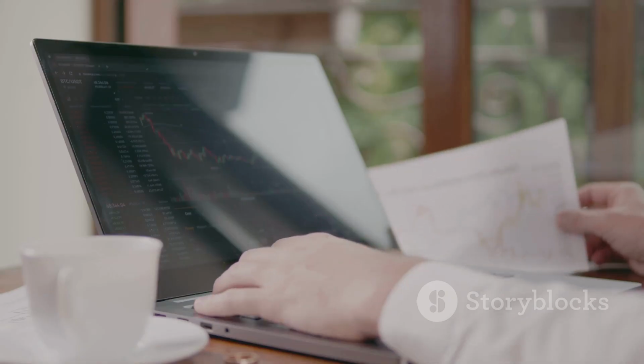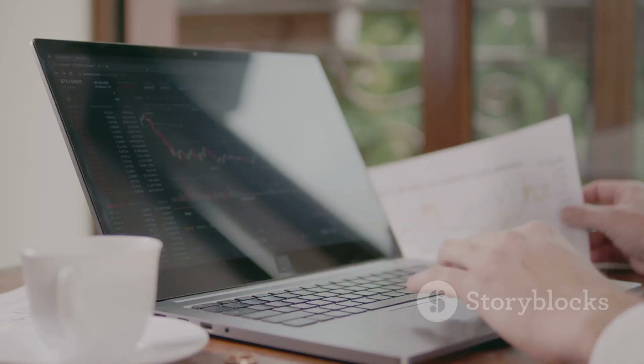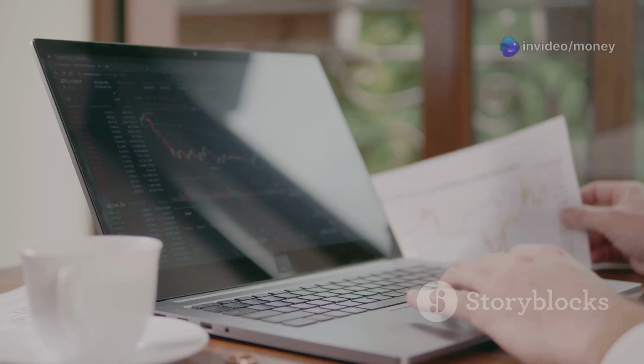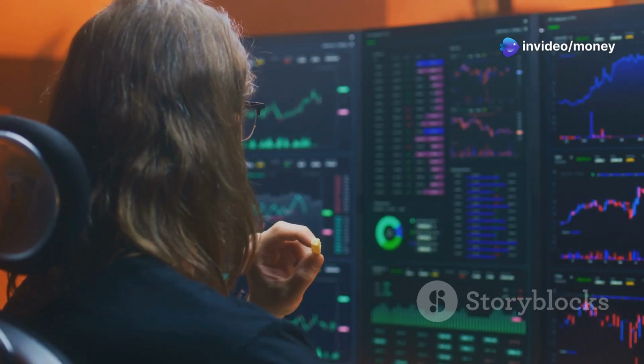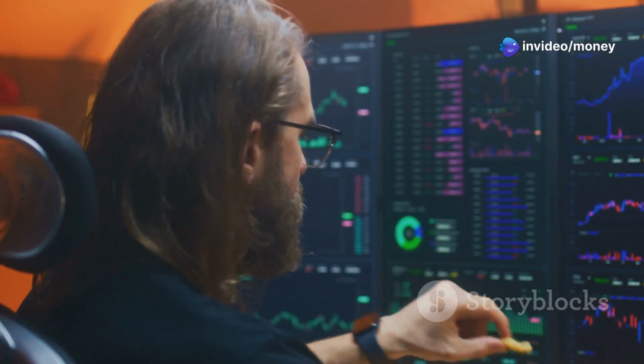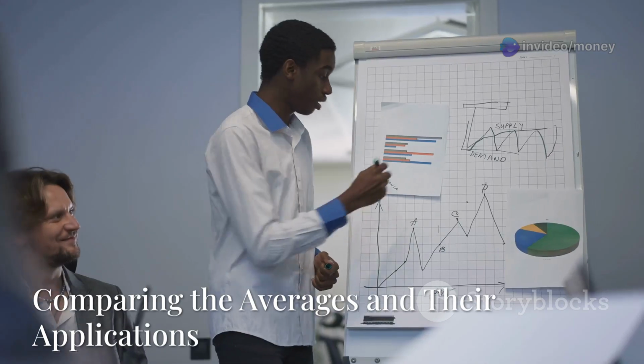The formula for the WMA is a bit more involved, but again, your charting software will do the calculations for you. The WMA is a great tool for traders who need to be on top of the market's every move.